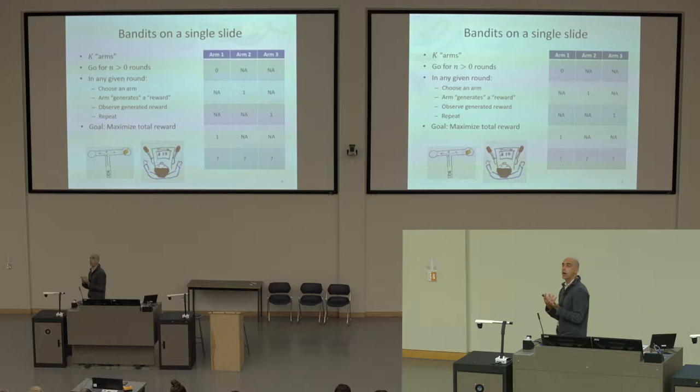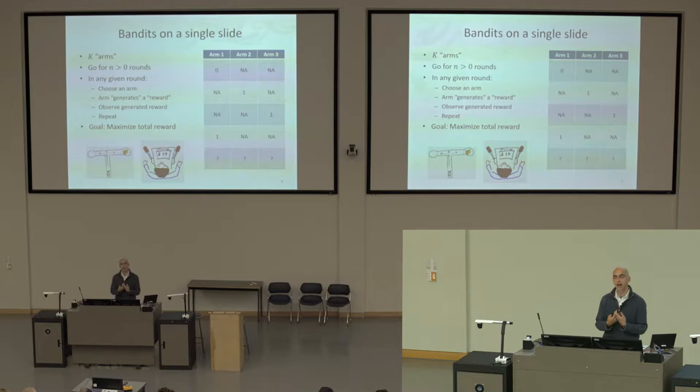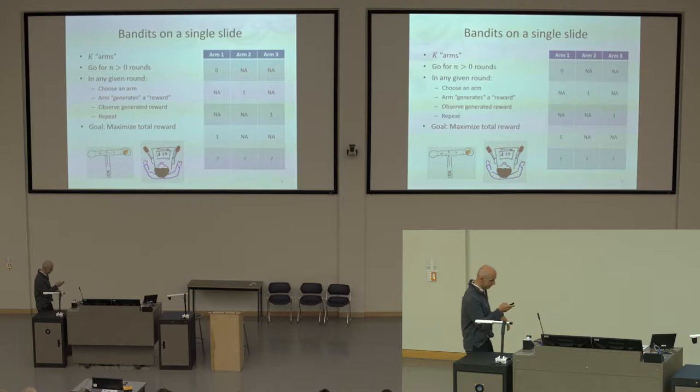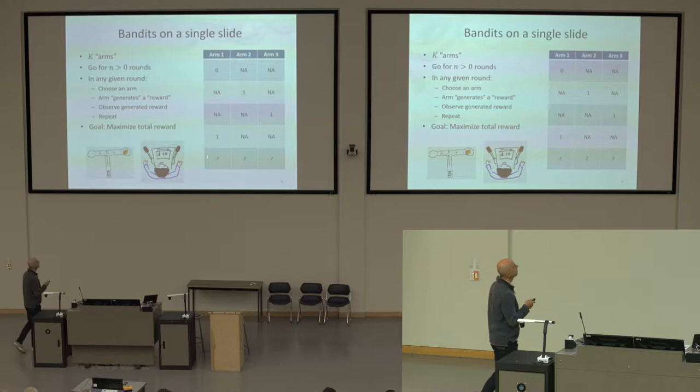Well, we should always pull the arm with the highest mean underlying the unknown distribution. But since we don't know the distribution, we have to keep trying. So there will be a little trial and error involved. So the game could work like this, which is shown in this table. You have these three arms, and these are the rounds. So this is kind of time.